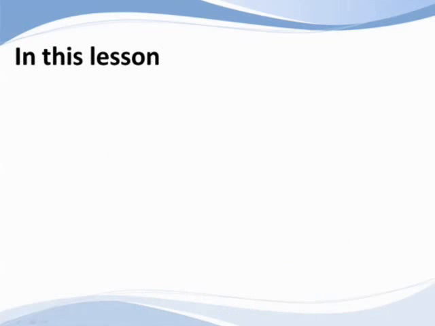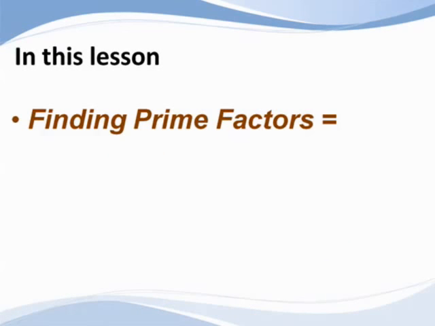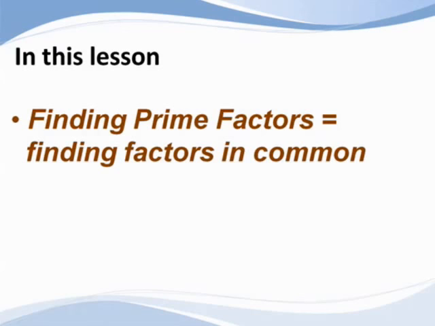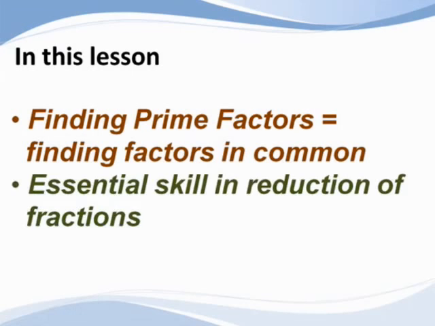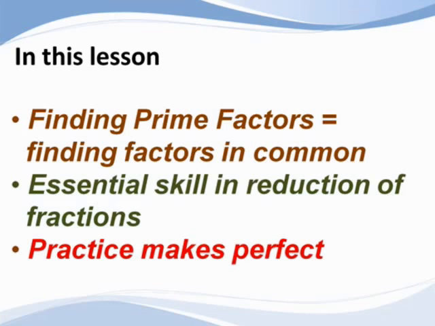So what did we learn? Finding the greatest common factor is based on knowing the prime factorization of each number and identifying the factors in common. This is an essential skill when reducing fractions, and as with all things in mathematics, practice makes perfect.